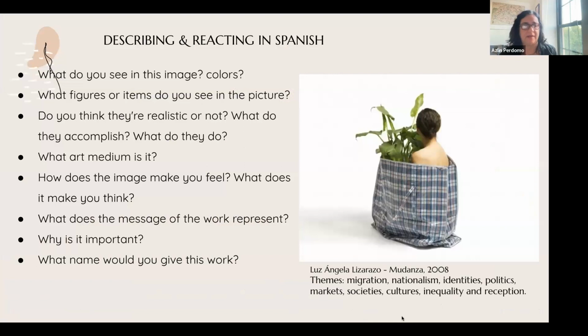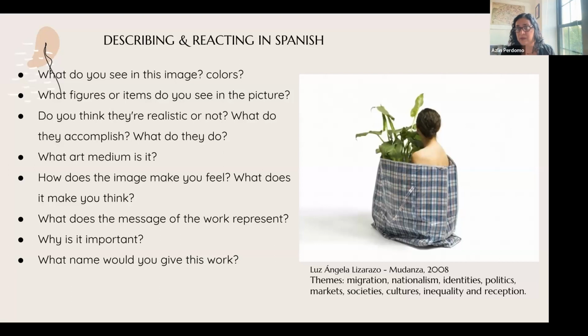So these are some of the questions for the second language level Spanish that I use in the classroom. And we have the first artwork by Luz Angela Lizarazo, Mudanza. This is a Colombian artist, and this was made in 2008. The themes are migration, nationalism, identities, politics, markets, societies, culture, inequality, and reception. So there is a migrant in these bags that immigrants use to cross the border. It's a bag that is resistant, that you can easily move, and where you can carry very simple things that you need to bring to the new country or where you are completing this journey. So there is a lot that you can analyze based on this image.